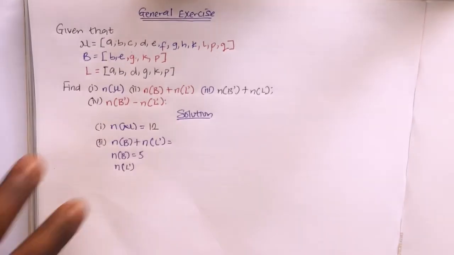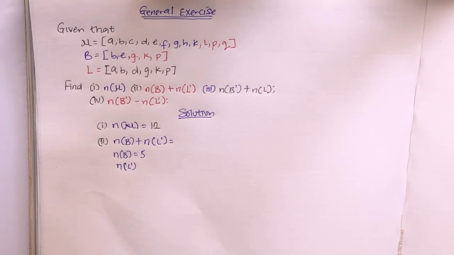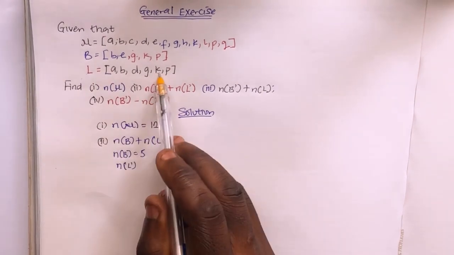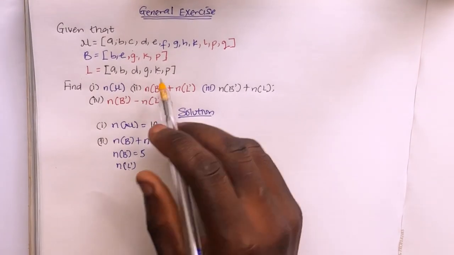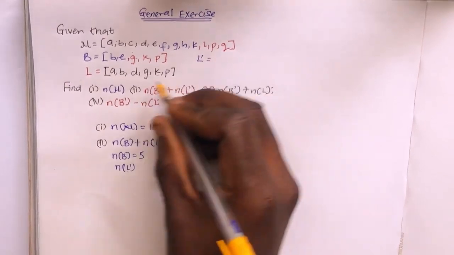I told you that according to the complementary law, the complement means the elements that are present in the universal set but not in a particular set. Now, our L complement will be what? If you look at this, this is my set L. Then set L complement will be the elements that are present in the universal set, but they are not in L.